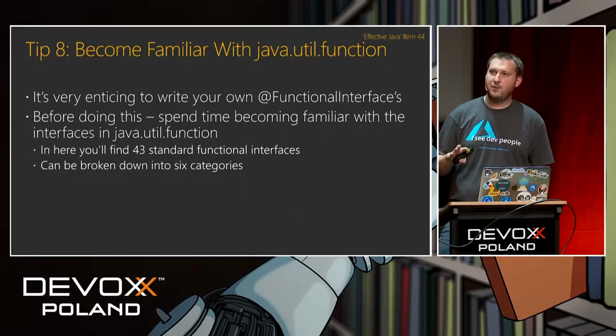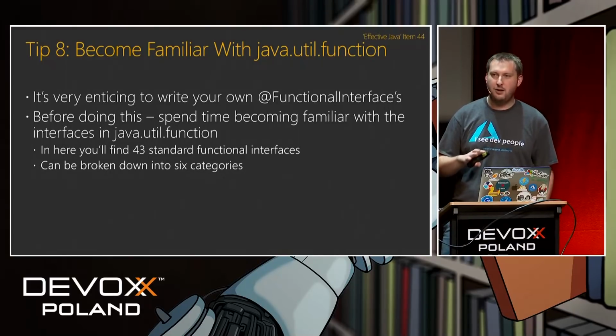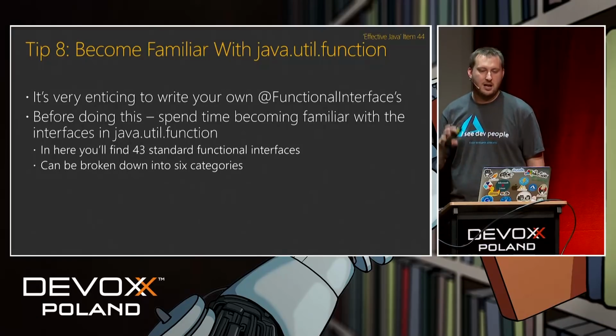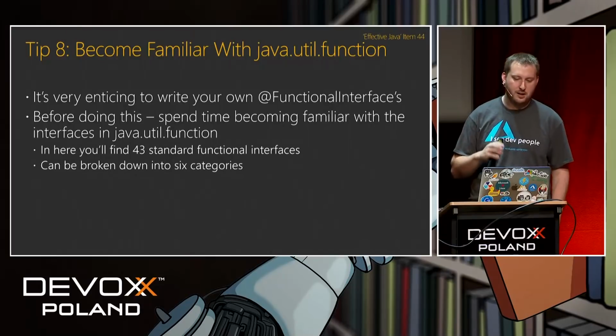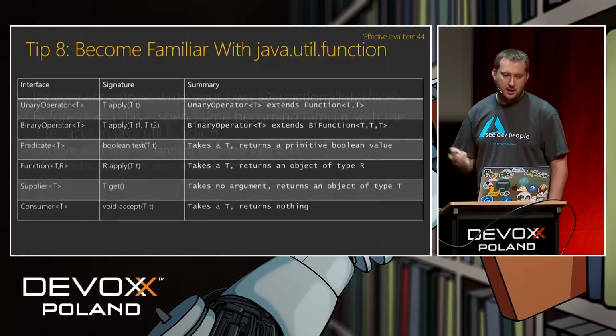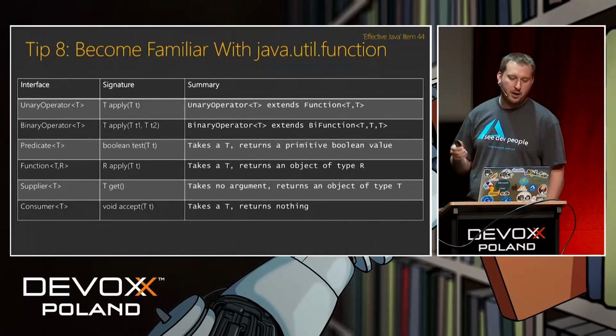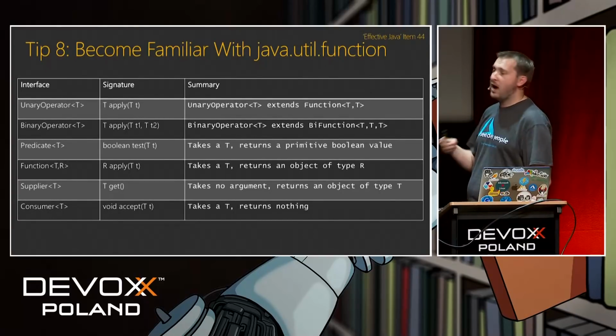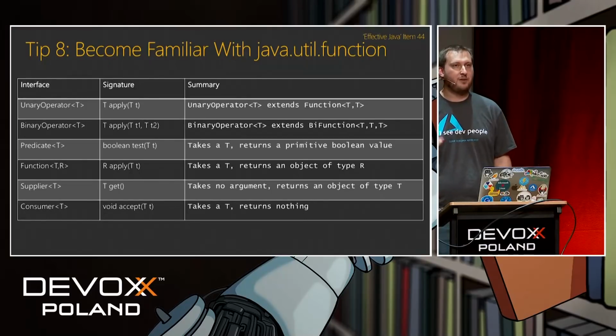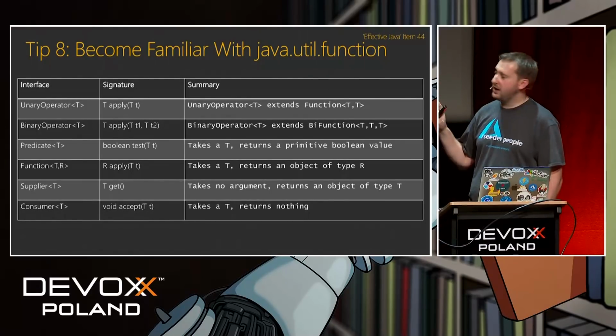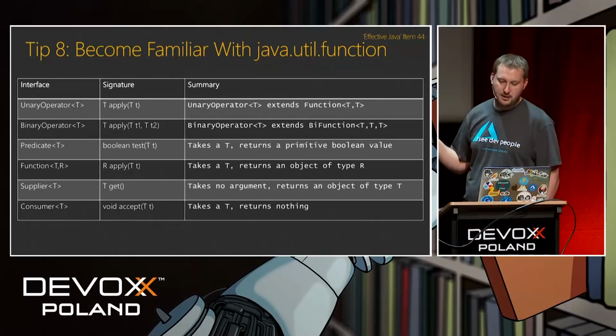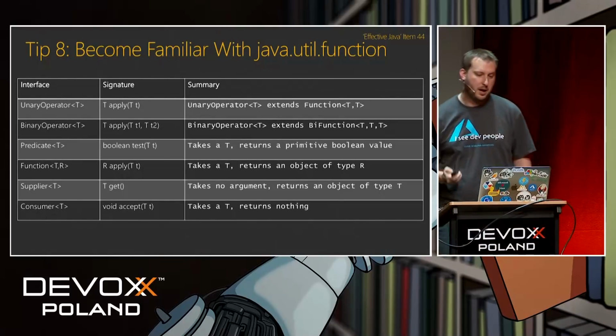It's really enticing when you first start playing around with things, thinking, I can write my own functional interfaces. Java has a whole bunch of them built in, right? There's 43 of them in the java.util.function package, and they're broken down into basically 6 categories. There's the unary operator, the binary operator, predicate, function, supplier, and consumer. And they all kind of serve different purposes. They have different arguments in and out. And so it's really important to get to know these 6 categories as well as all of them in that package.